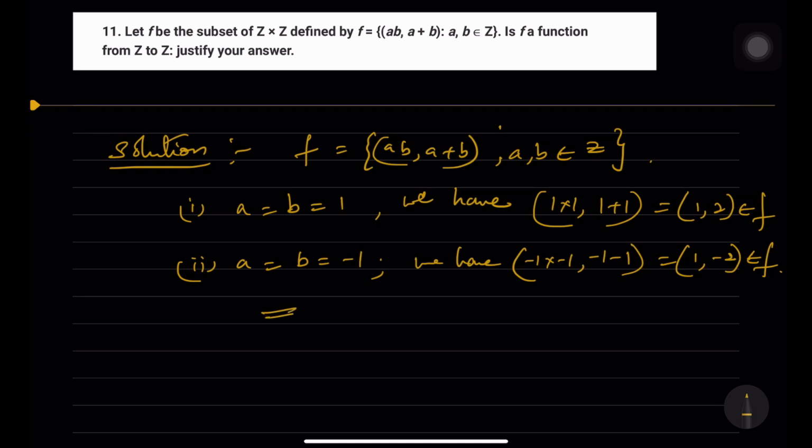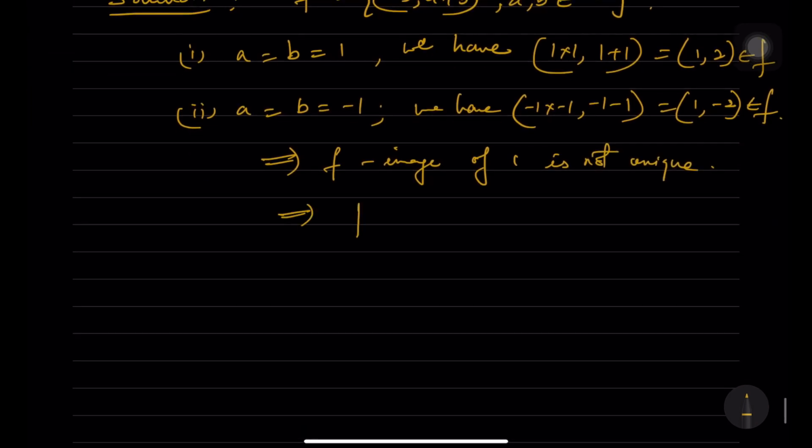So which implies that here for 1, the first entry, you're getting 2 images. So the entry f image of 1 is not unique. It is not having only one image, it's having 2 different images. The same entry, you're having 2 different images. So therefore, which implies that f image of 1 is not unique, which implies that f is not a function.